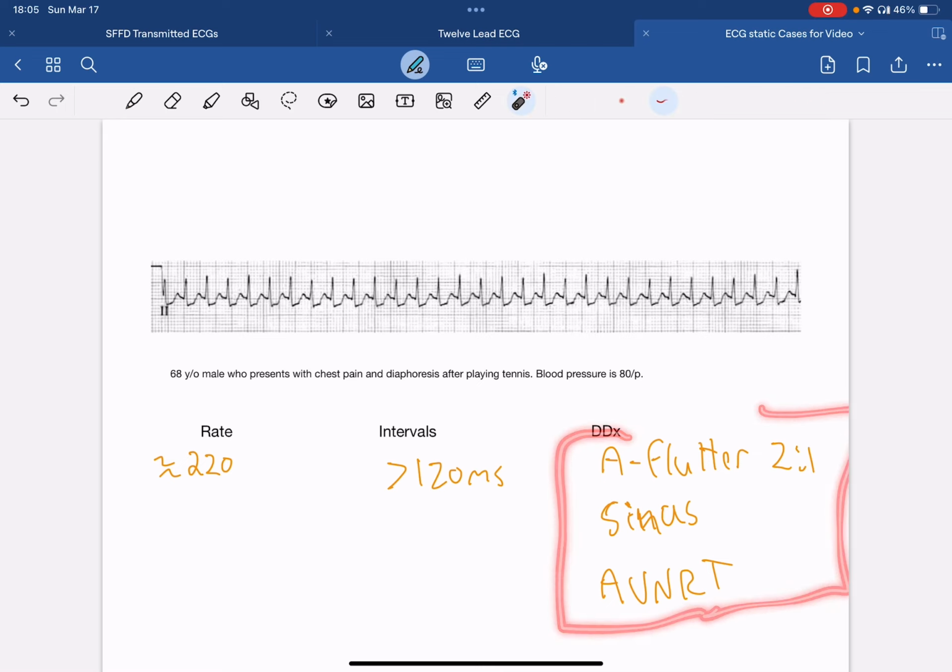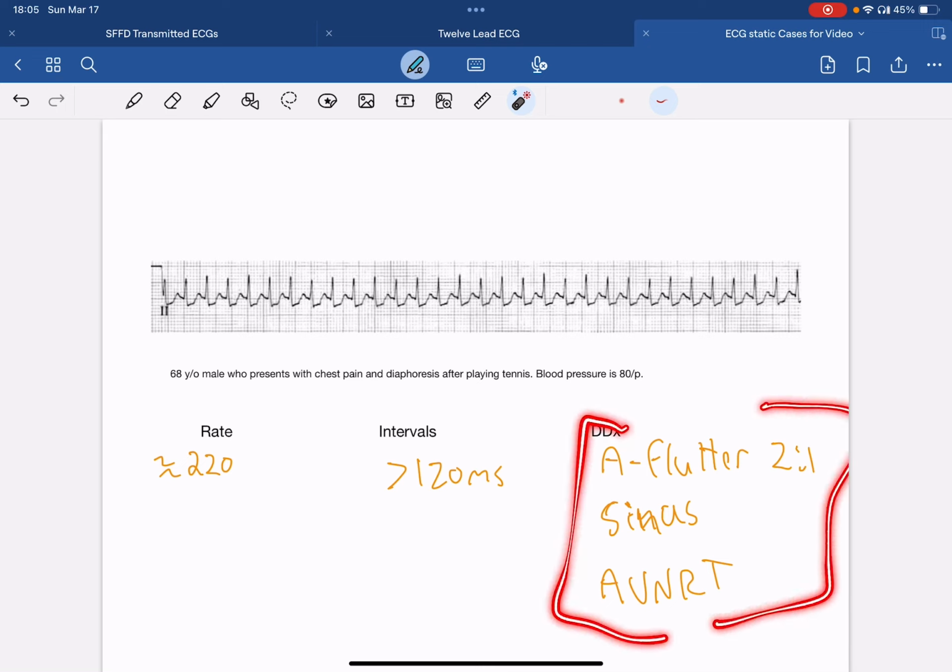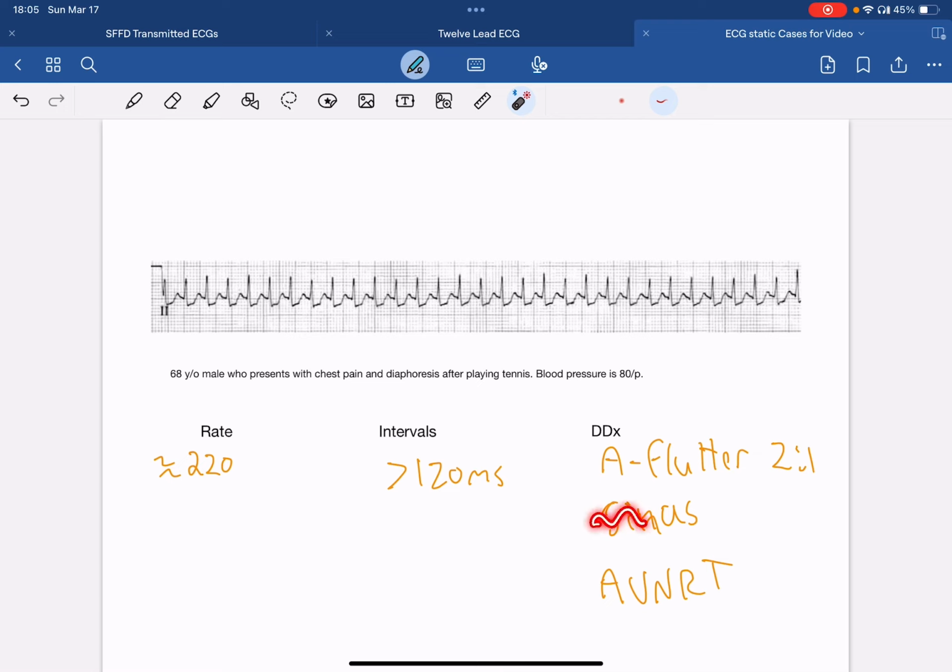Now, when it comes to figuring out which one of these is going to be the rhythm that we see before you, we really got to take a couple of things into consideration. The first thing that we need to consider that really will enable us to get rid of one of these differentials is the fact that we don't have any observable P waves, nor, if there were P waves, do we really see them consistently preceding the QRS complex. So right away, we can knock off sinus tachycardia. That's not what this is.